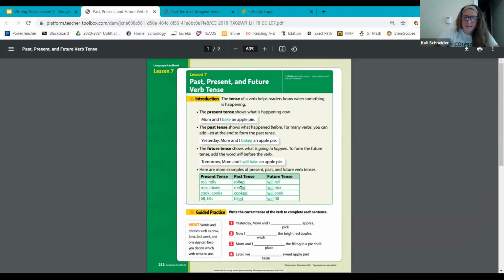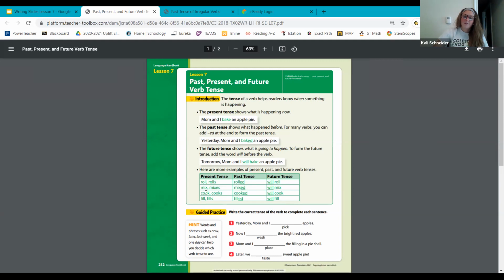All right, past tense would be rolled. Yesterday I rolled the dough. The future tense, tomorrow I will roll the dough. Here we have present tense would be mix or mixes. Remember the X takes the ES. Past tense, mixed. Future tense, will mix.